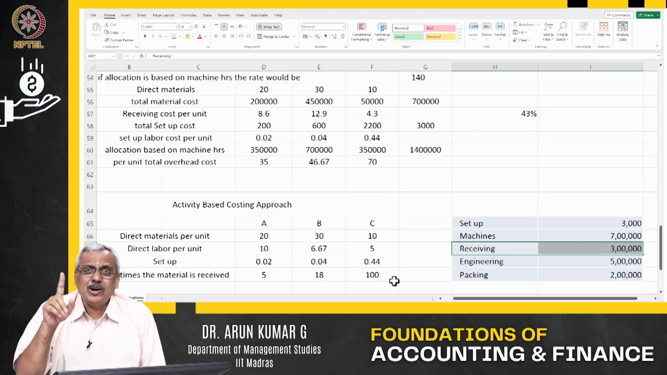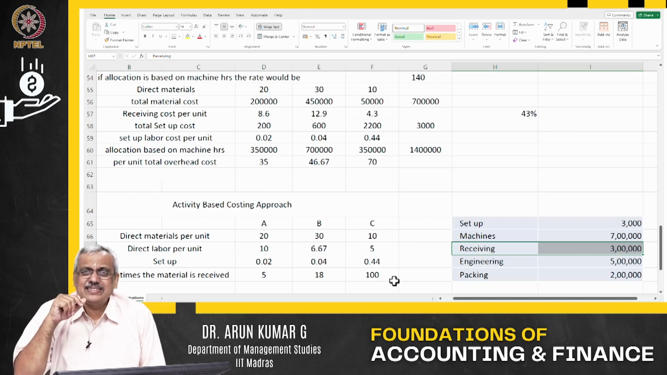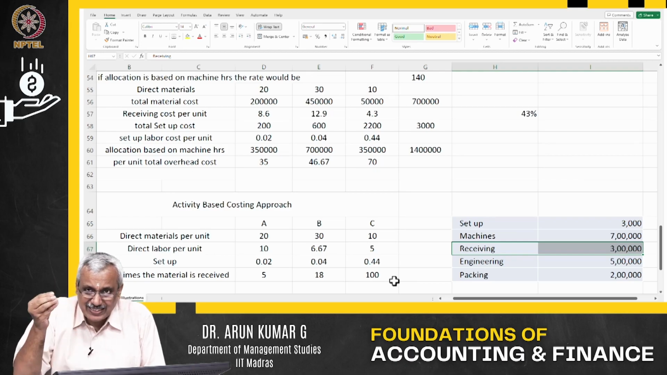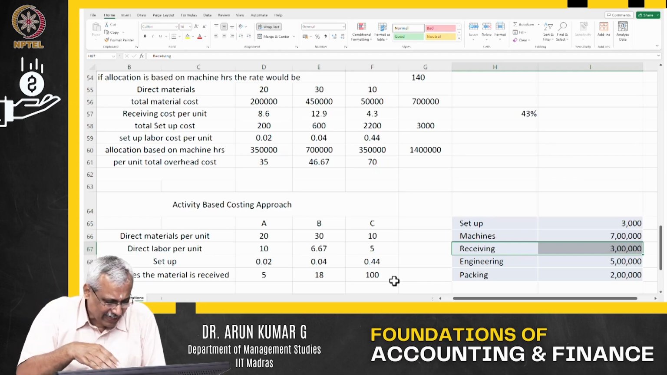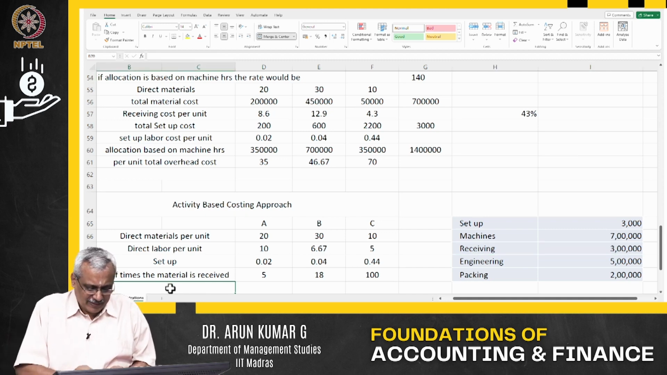For product A, 5 components I receive once, so 5 times I receive. For product B, 6 components I receive 3 times, so 18 times. For product C, 10 components I receive 10 times, so 10 into 10, 100 times I have to receive. So the activity driver is the number of times I receive, and I allocate the receiving cost on this basis.